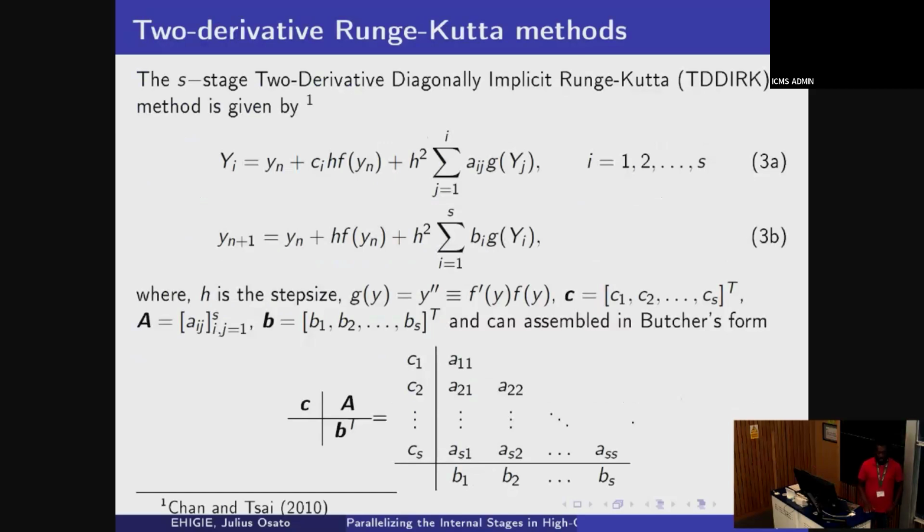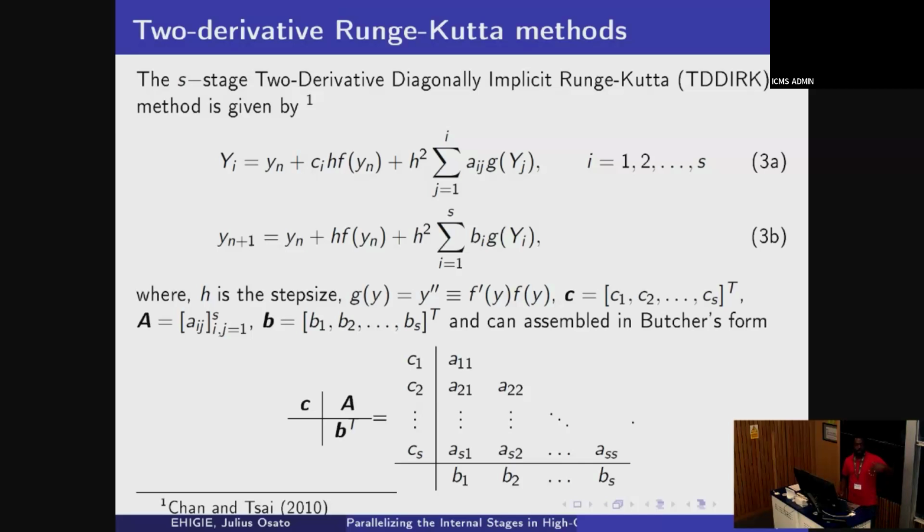Now, the new way of writing this method is, instead of the F that we are used to in the RK method, the F is now outside and we have a G, where the G becomes like the second derivative of the model problem. So if we can compute the Jacobian of the model problem, then we can have the second derivative and we can begin to integrate our problem from there.